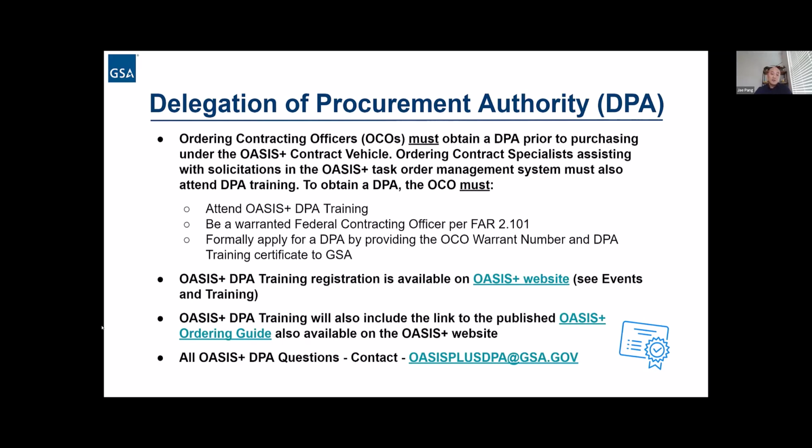And ordering officers with OASIS DPAs must take the OASIS Plus DPA training and request a new DPA for OASIS Plus. And the basics, as we discussed before: you've got to attend the OASIS DPA training, be a warranted contracting officer, formally apply for the DPA through the certificate process in GSA, and request the DPA through the OASIS Plus website.